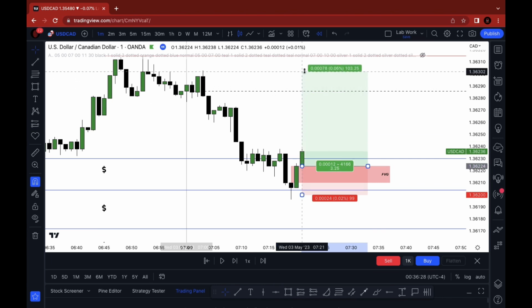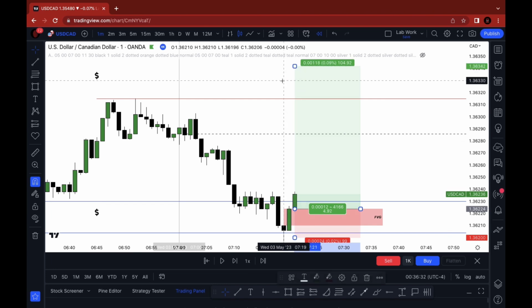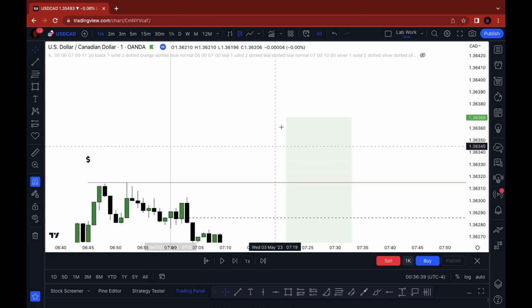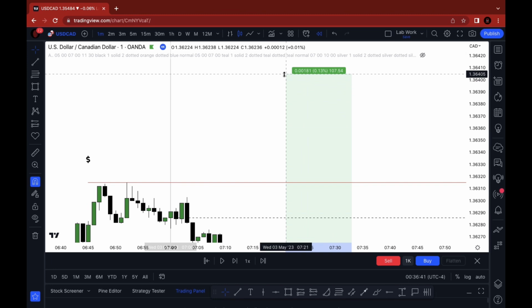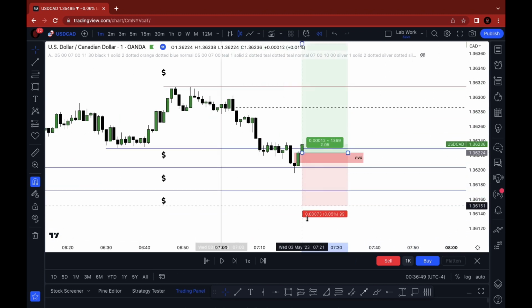So 15 pips would be somewhere along the lines of this. I'm drawing this pretty high. So that's 15. And then we could do a 1-to-1, like I said.